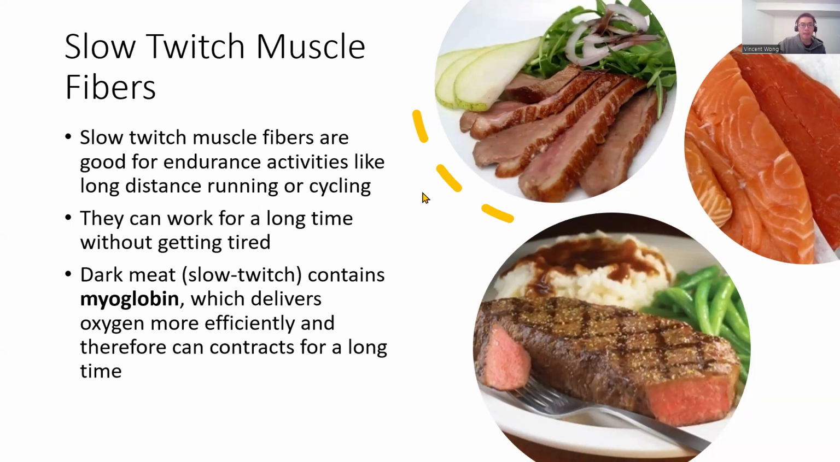Muscle fibers, which is muscle cell, right? There are 2 types here. There are the slow twitch muscle fibers, and then there's the fast twitch. The slow twitch fibers are good for endurance activities, okay? Like long distance running or cycling, and they're able to contract for a very long time without getting tired. And these muscles are darker in color. So yeah, that's what dark meats are.